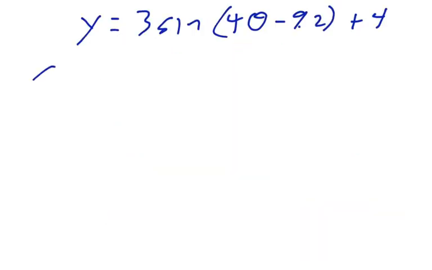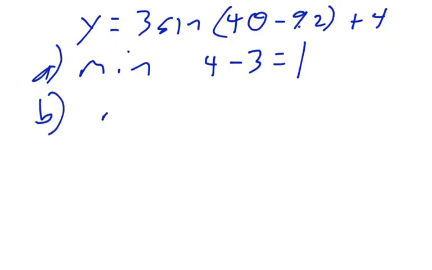Alright, in this problem, the first question I want to know is, what is the minimum here? Well, the minimum is the middle minus the amplitude, so 4 minus 3 is 1. The second thing I would want to know is the maximum, which is the middle, the vertical shift, plus the amplitude, which in this case is 7.